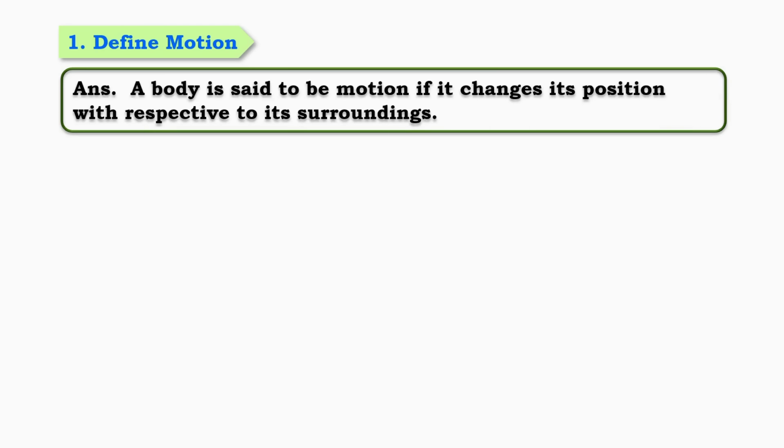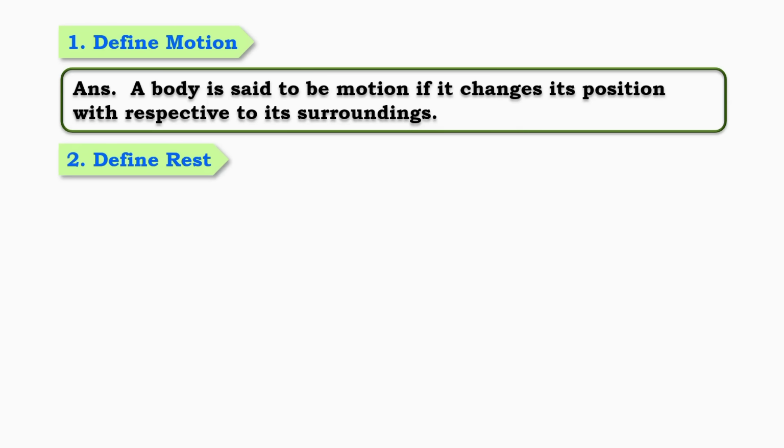Definition-based question and answer. Define motion. A body is said to be in motion if it changes its position with respect to its surroundings. This means that whenever the position of an object changes relative to a reference point, the object is said to be in motion.